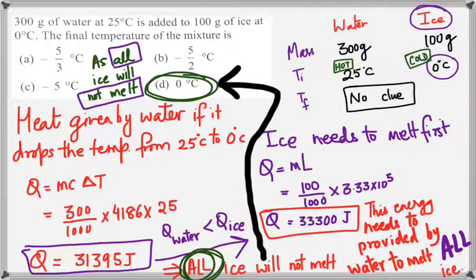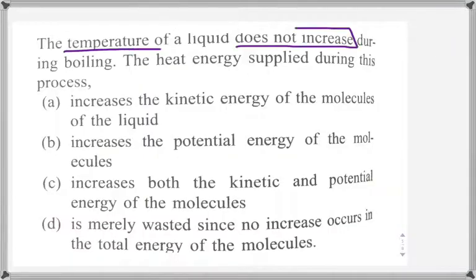So remember, in ice-water problems, wherever ice is involved, you need to check whether ice will completely melt or not. If it does not melt completely, the final temperature will be 0 degrees Celsius. Now this question was about change in state, because it says temperature does not increase during boiling. In boiling you have change in state. The correct option was B.